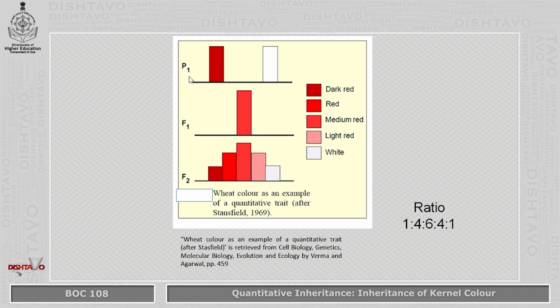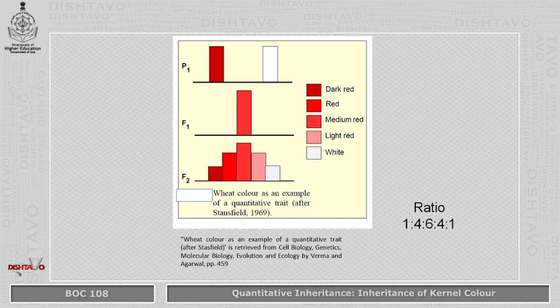First, P1 is representing the parents, that is the darkest red crossed with the white, where in F1 we see that the intermediate or the medium red is obtained. When this medium red is selfed, the ratio of 1:4:6:4:1 is obtained, where 1 is dark red, 4 is red, 6 is the medium red or the intermediate red, 4 again is the light red, and 1 is white.